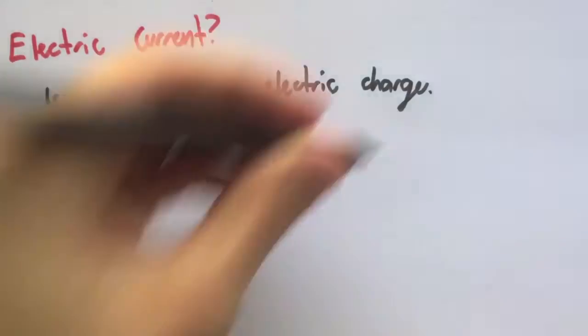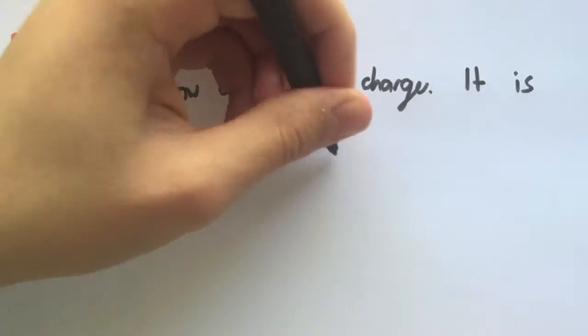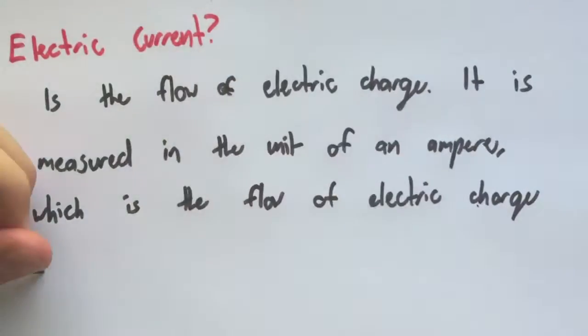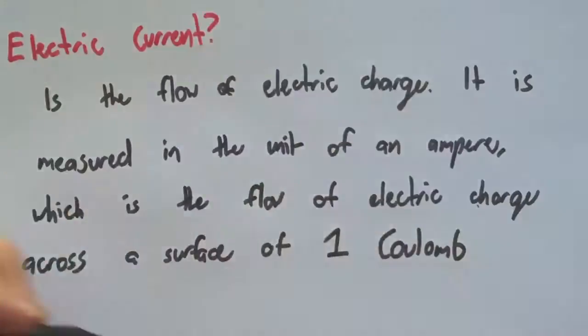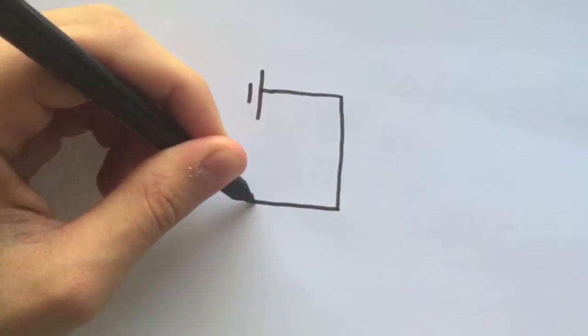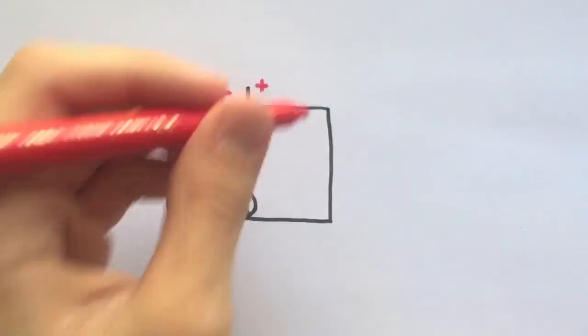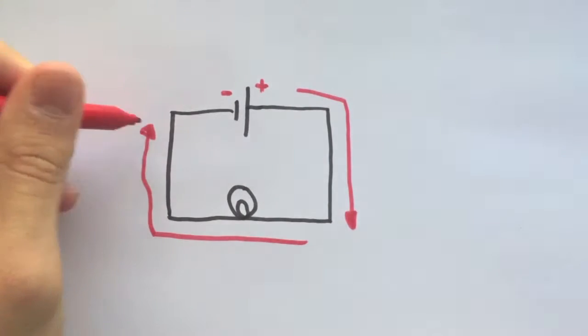Electric current is the flow of electric charge. It is measured in amperes, which is the flow of electric charge across a surface of 1 coulomb per second. This can be displayed from the red arrows in this series circuit, as the charge travels from the positive side of the battery and returns through to the negative.